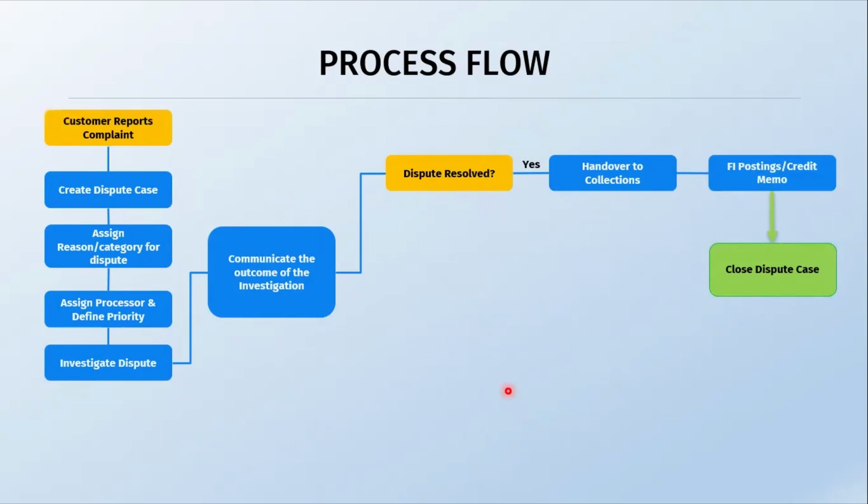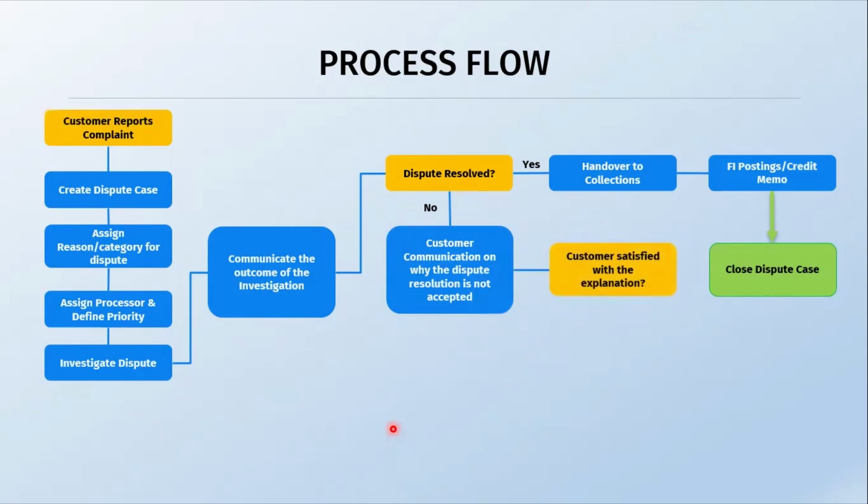So what if there is a scenario where the customer is not happy with the outcome of the dispute case? Then what? If the customer is not happy, the customer is informed why the dispute is rejected, with supporting explanation, further explanation from the management. Okay. And if the customer is satisfied with that explanation, then we again move ahead and hand it over to the collections for regular follow-up or FI posting. Then we close the dispute case if the customer is satisfied.